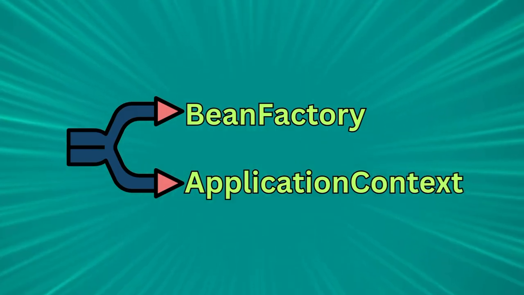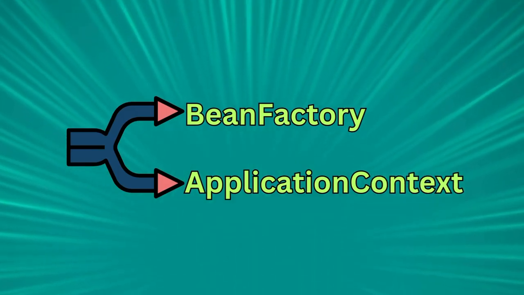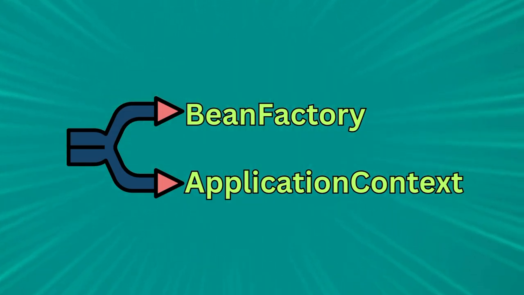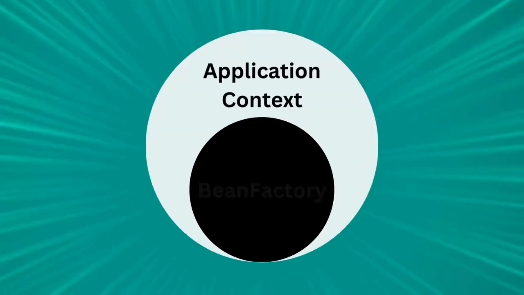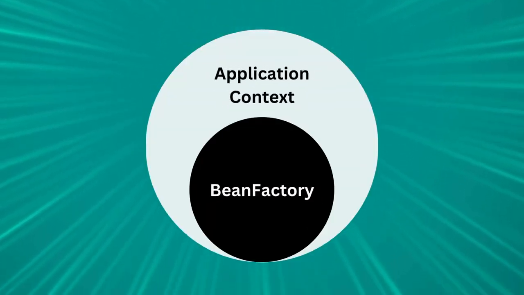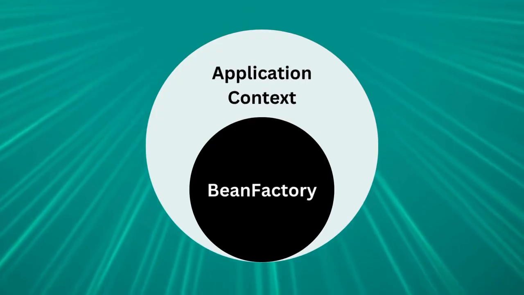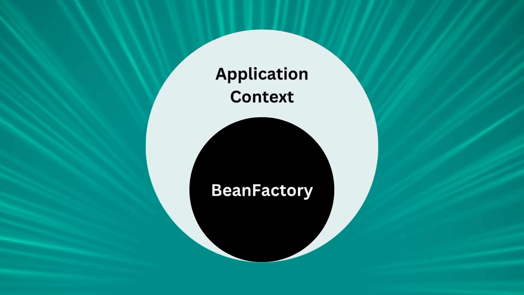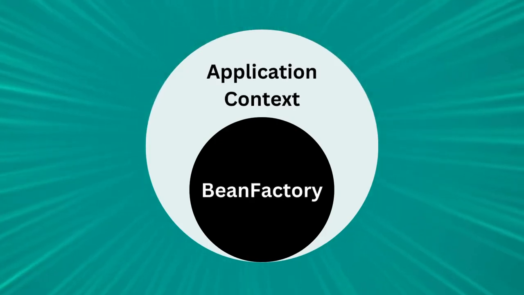Bean Factory provides the configuration framework and basic functionality, while the Application Context adds enhanced capabilities to it, some of which are perhaps more J2EE and enterprise-centric. In general, Application Context is a complete superset of Bean Factory, and for most practical purposes, you would be using some class of the Application Context interface for your implementation.